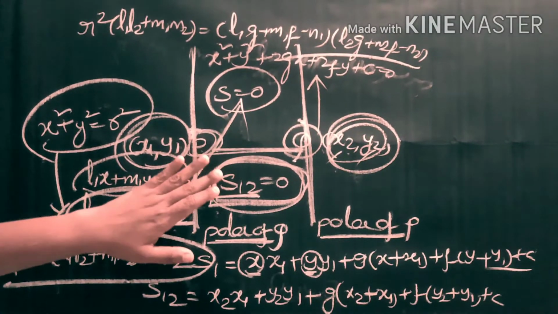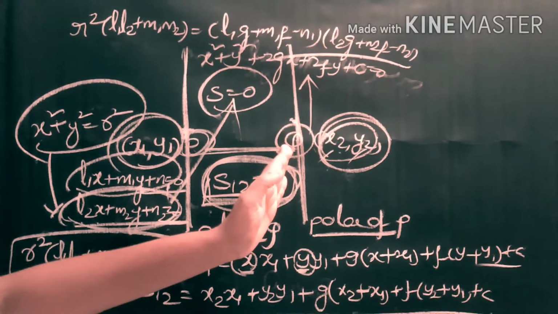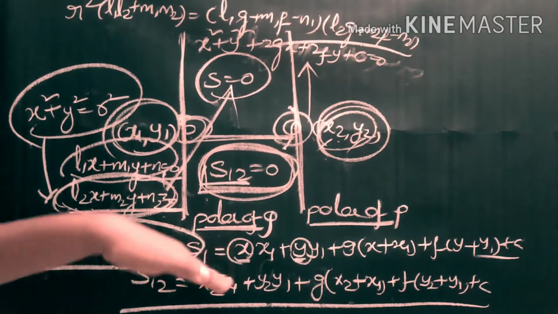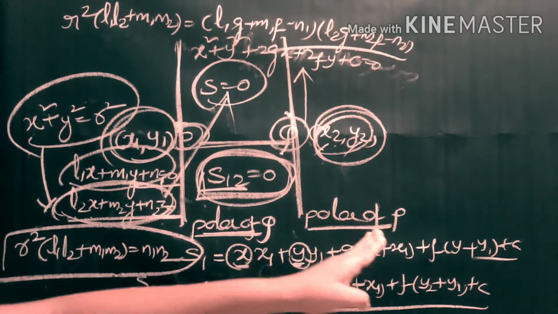Now conjugate points means the points P comma Q are said to be conjugate points if the point P lies on the polar of Q and the point Q lies on the polar of P.